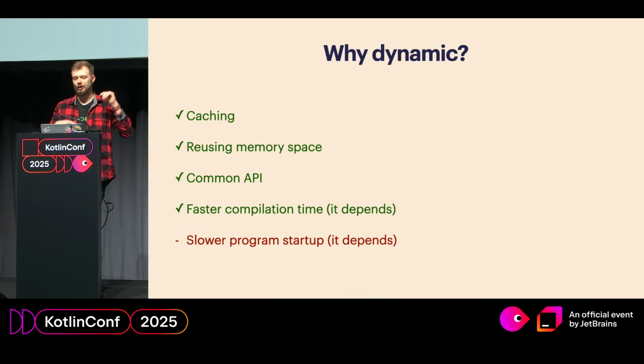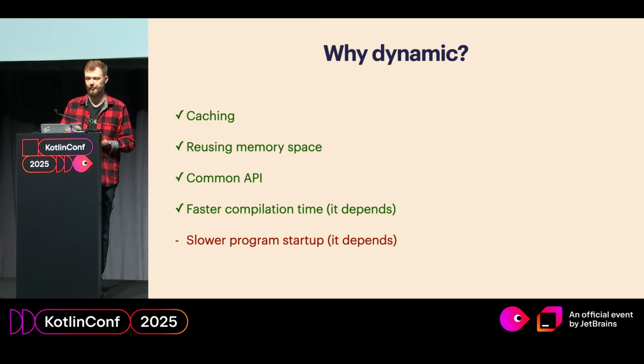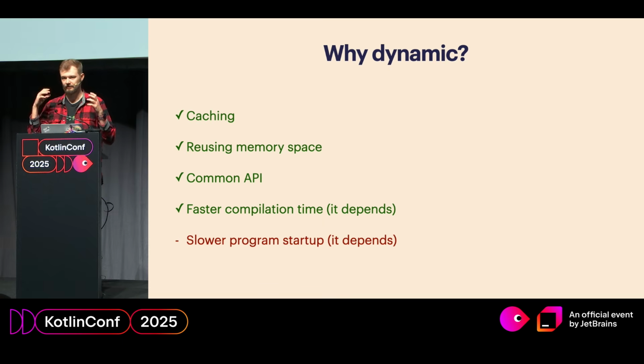All of these things, the common API, the reusing memory space, the caching, they all stem from that thing being final, almost immutable. It also gives us faster compilation time. And these two last points are, it depends, because if you change the dynamic library, you need to rebuild it. You don't get that faster time. So for Kotlin Multiplatform, if you make it dynamic and you're changing the Kotlin, you will not get faster compilation time just because you make it dynamic. It may actually be even slower because, again, it depends.